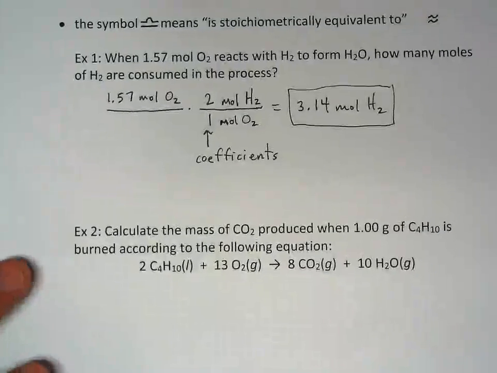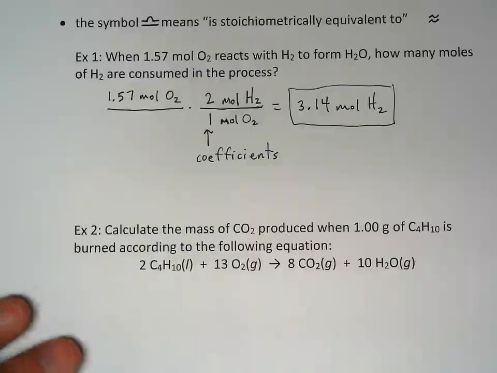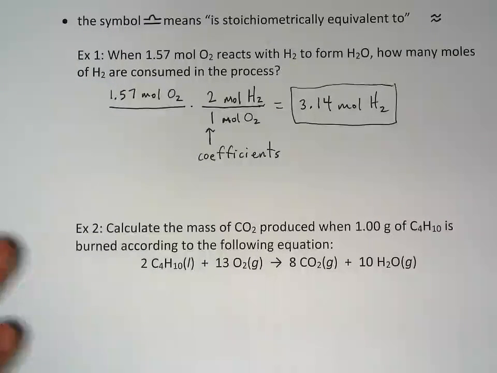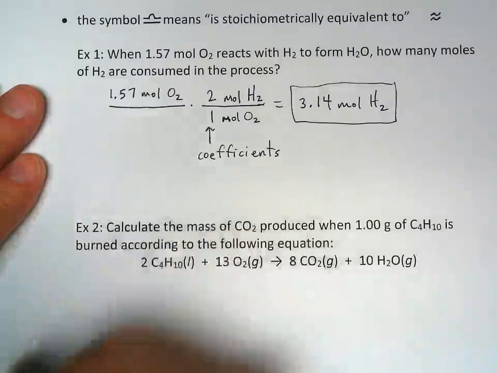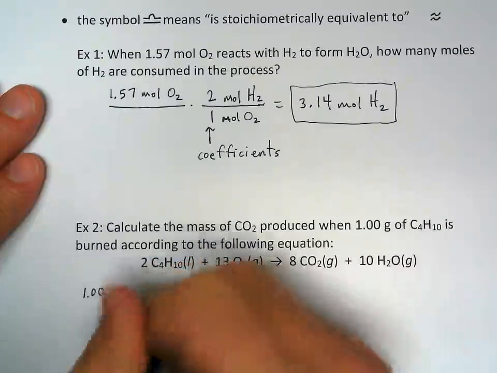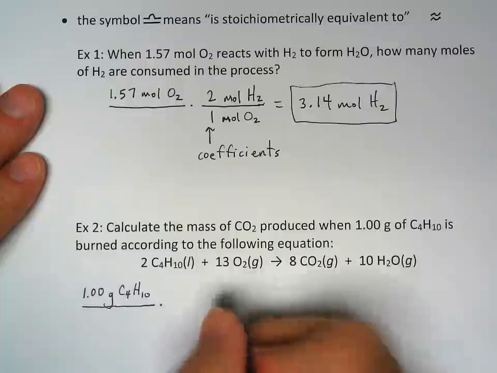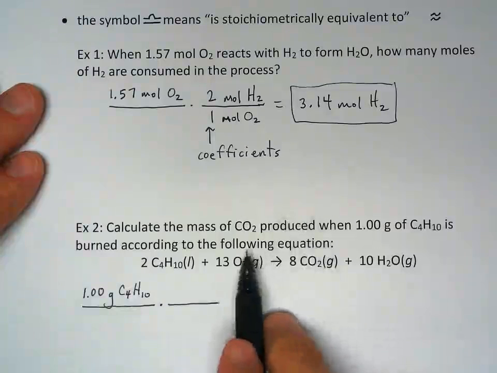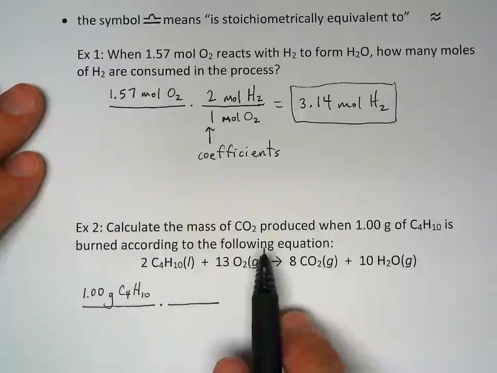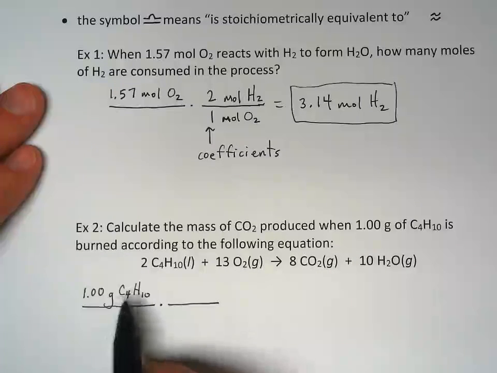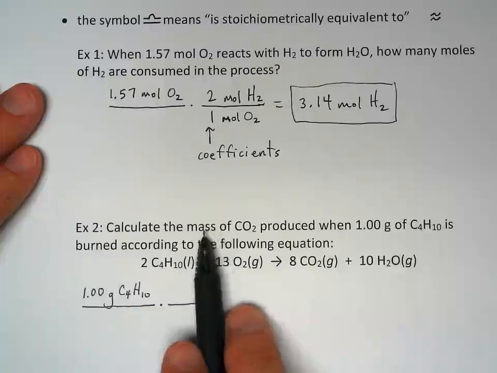All right, let's do the next example here. Calculate the mass of CO2 produced when 1 gram of C4H10 is burned according to the following equation. They give us a balanced equation here. All right, so I start off with the 1 gram C4H10. Okay. And I'm trying to get this into mass of CO2, right? So what label are we going to use for mass? Grams, good. Okay, so I've got grams of C4H10, and I'm going to grams of CO2.